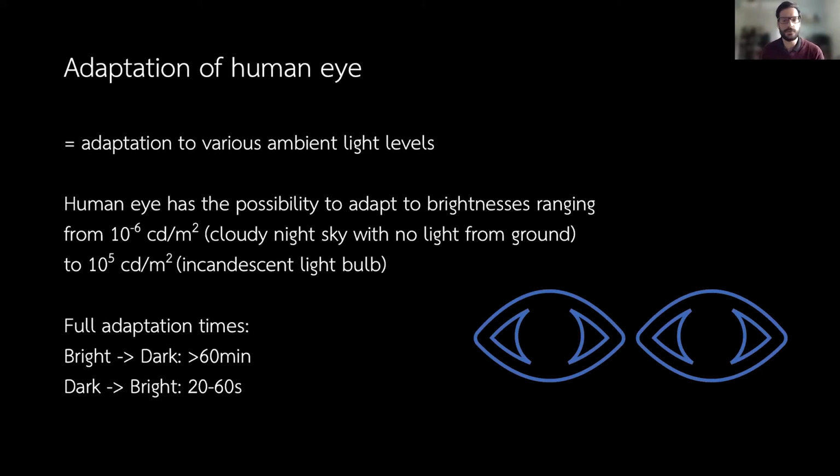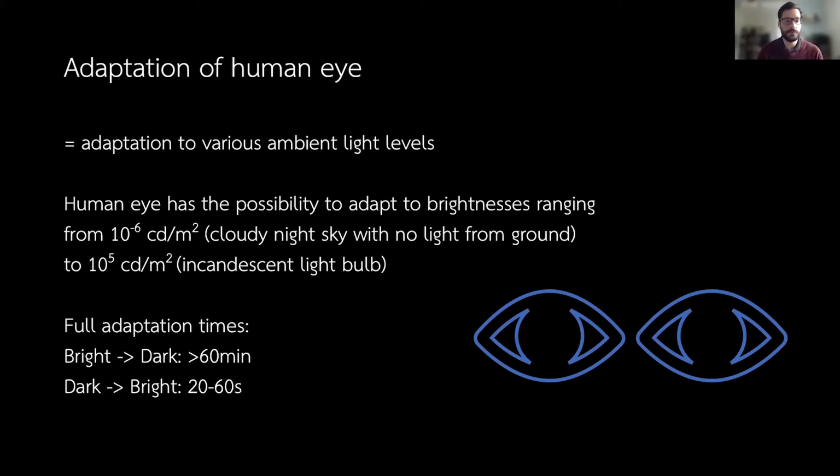So why do we have, for example, street lighting if we can adapt to this night sky brightness? And here the question is quickly answered. It's about the adaptation times. If we go from a bright environment to a dark environment, for example, outside of a house which was illuminated inside, and then we go outside into the night, the eye needs 60 to 90 minutes to be fully adapted to the brightness.